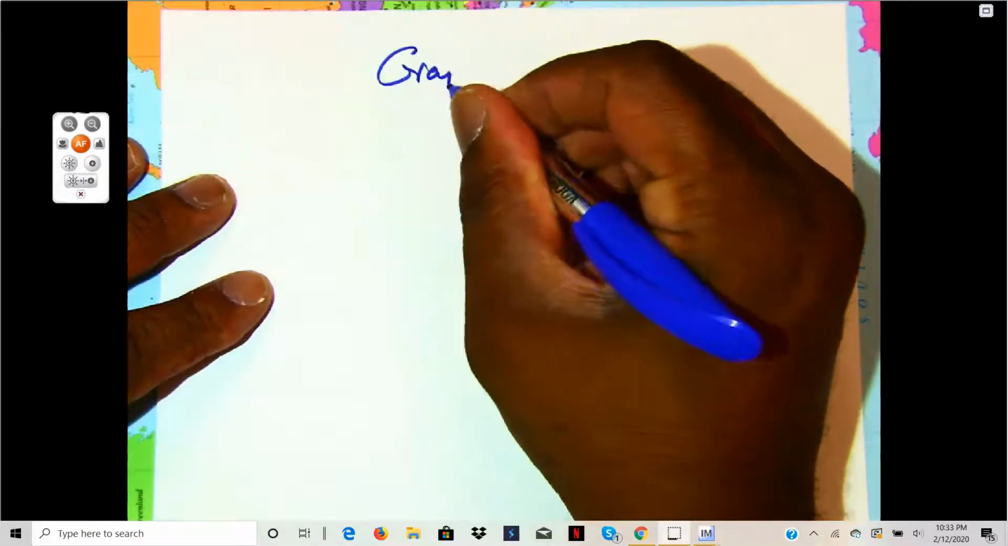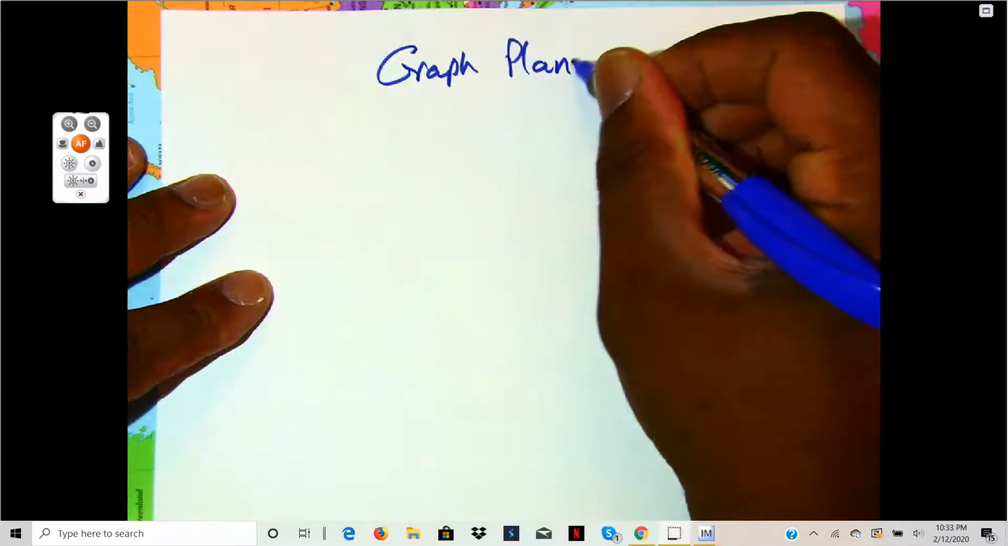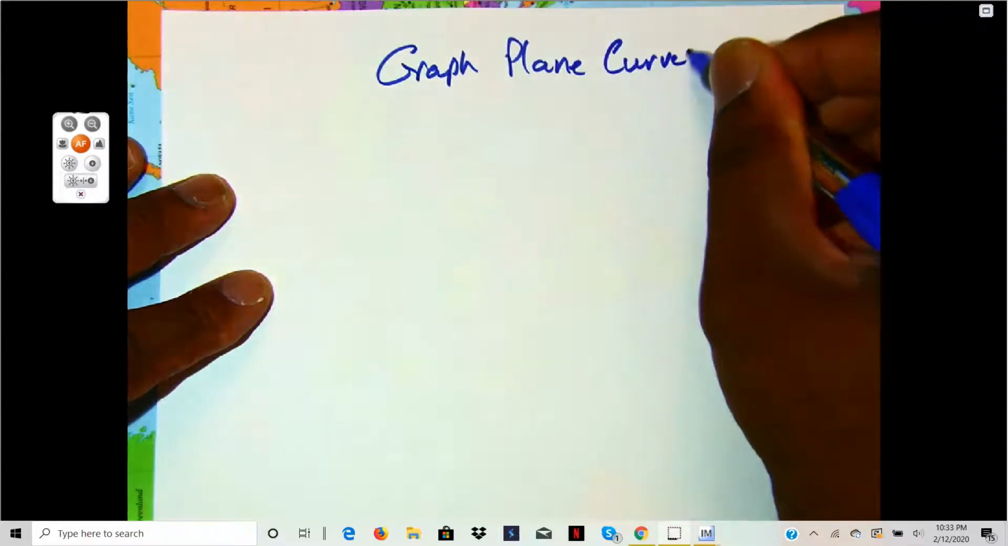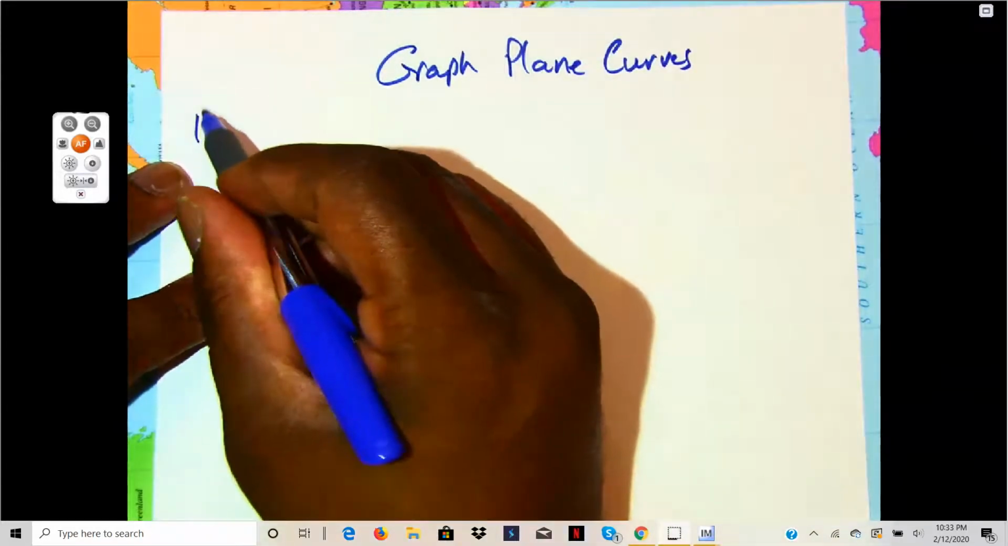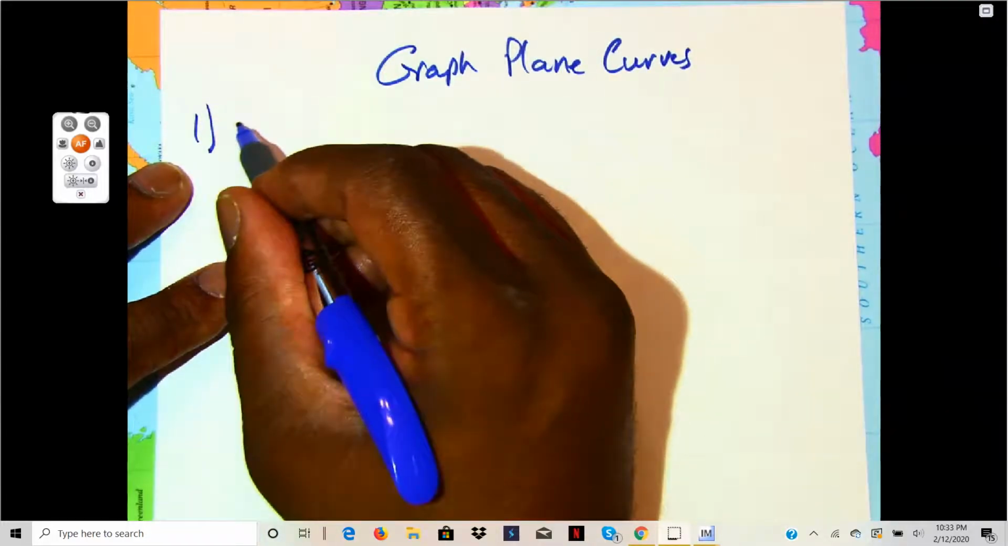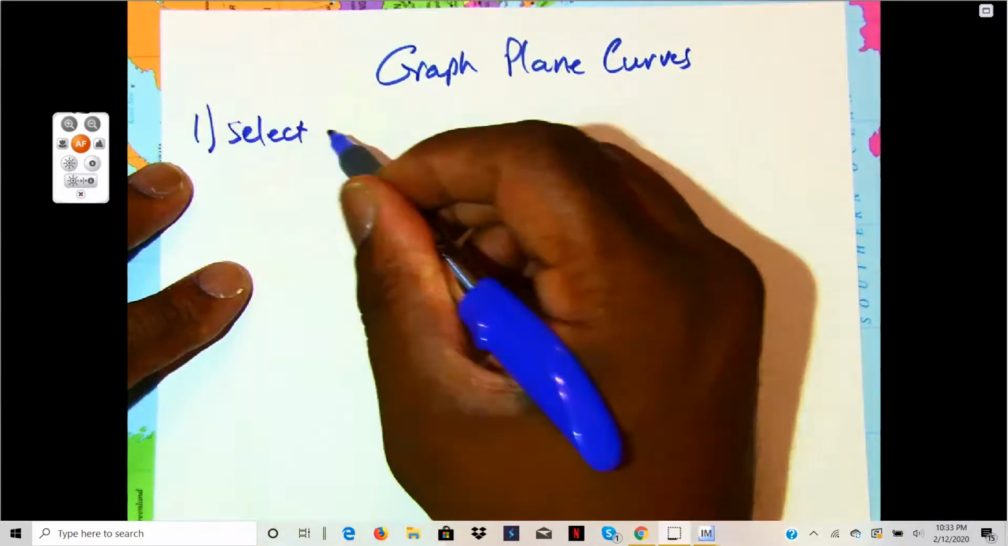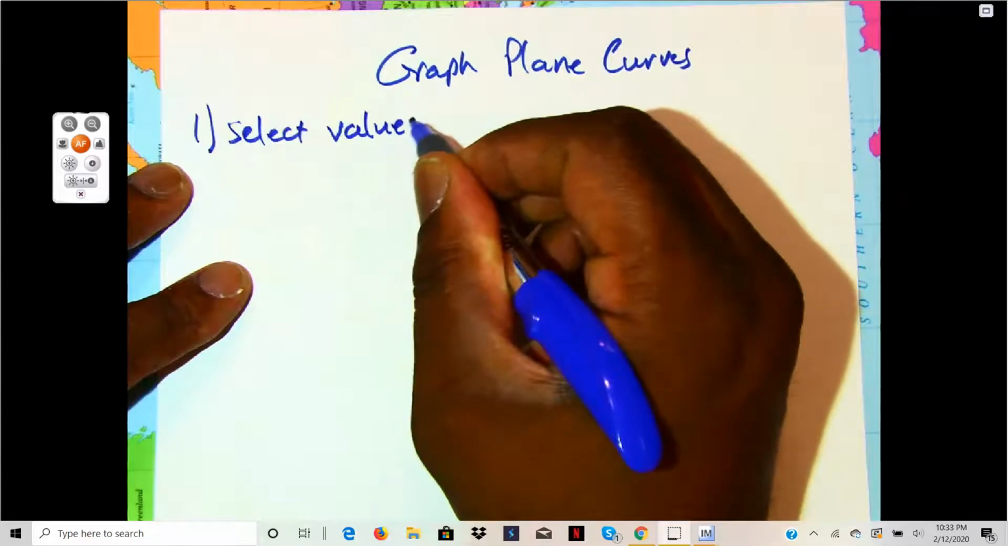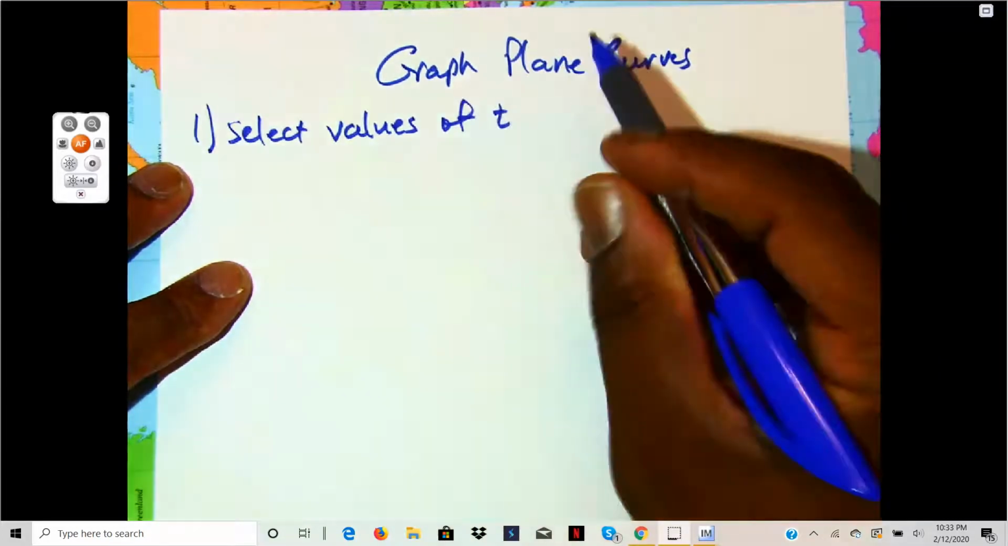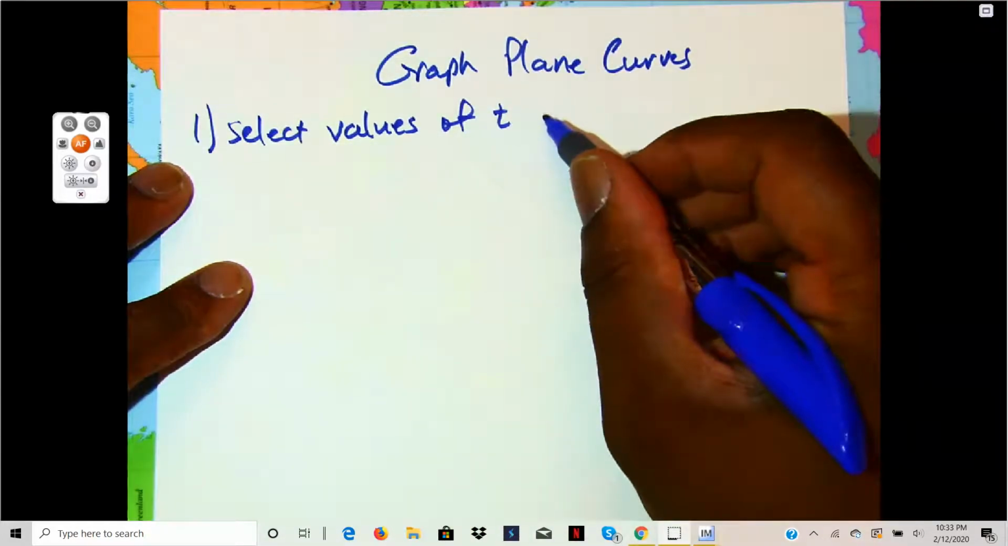Okay, so to graph the plane curve, the first thing we want to do is select values of t on the given interval.